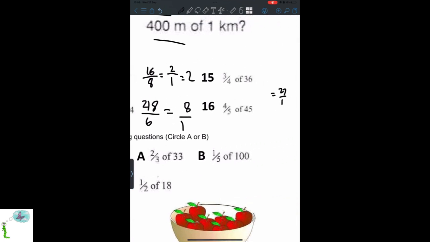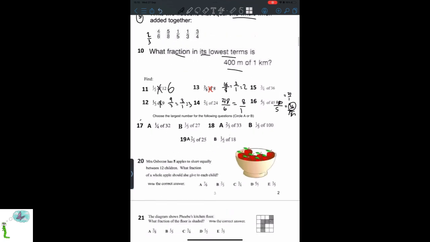4 over 5. So 4 times 45, 180 over 5. And simplify that. It's going to be 18 times 2 basically. So it's 36 over 1 obviously, but the final answer is just 36. Right, let's go into question 17.